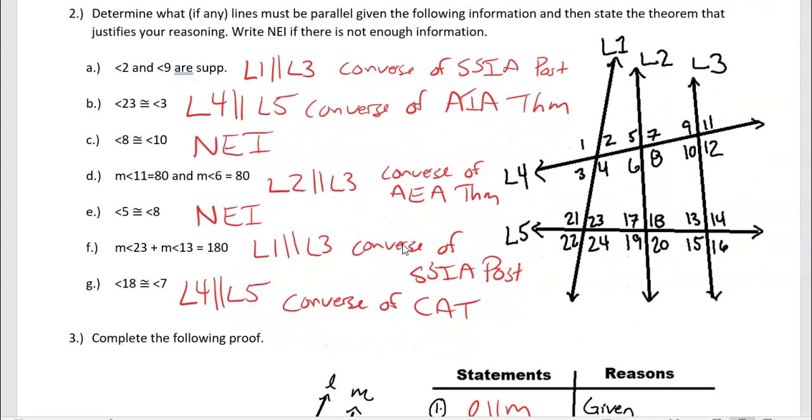The last one says 18 and 7 are going to be congruent, so we're hoping for corresponding, alternate interior or alternate exterior. And when you look at 18 and you look at 7, you're looking at L4 and L5 with the transversal of L2. And you would be ignoring all of the other stuff with L3 and L1. When you look at 18 and 7, they are corresponding angles. So you would say they are parallel by the converse of corresponding angles theorem.